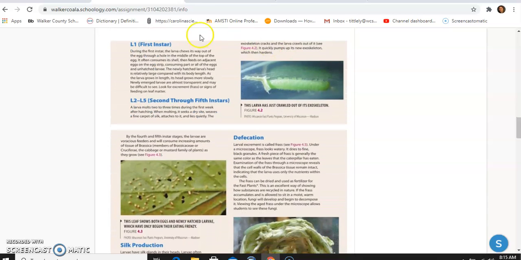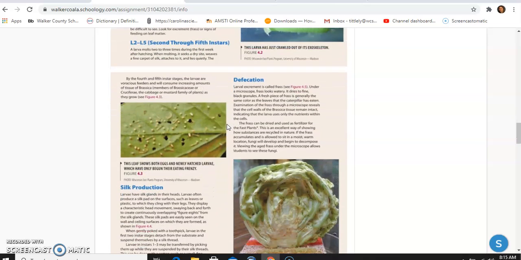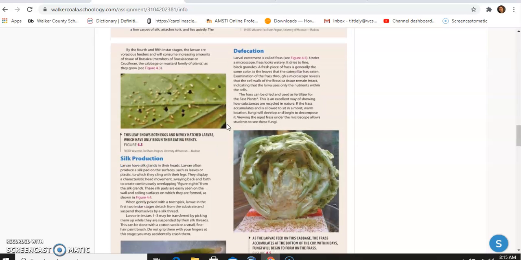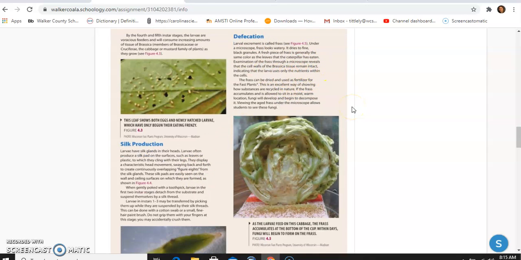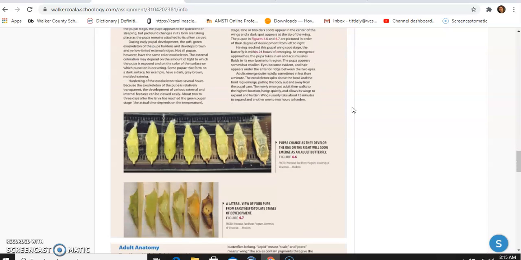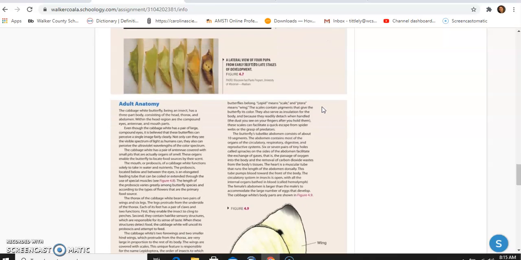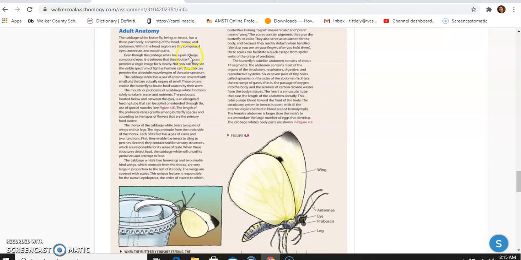In the rest of this background information, it will go into more detail about what happens during each of the different stages. It also tells about things that the caterpillar will do. They produce silk. Of course, they produce waste. Then it talks about their metamorphosis. Then it goes into detail about the anatomy of them as an adult butterfly.